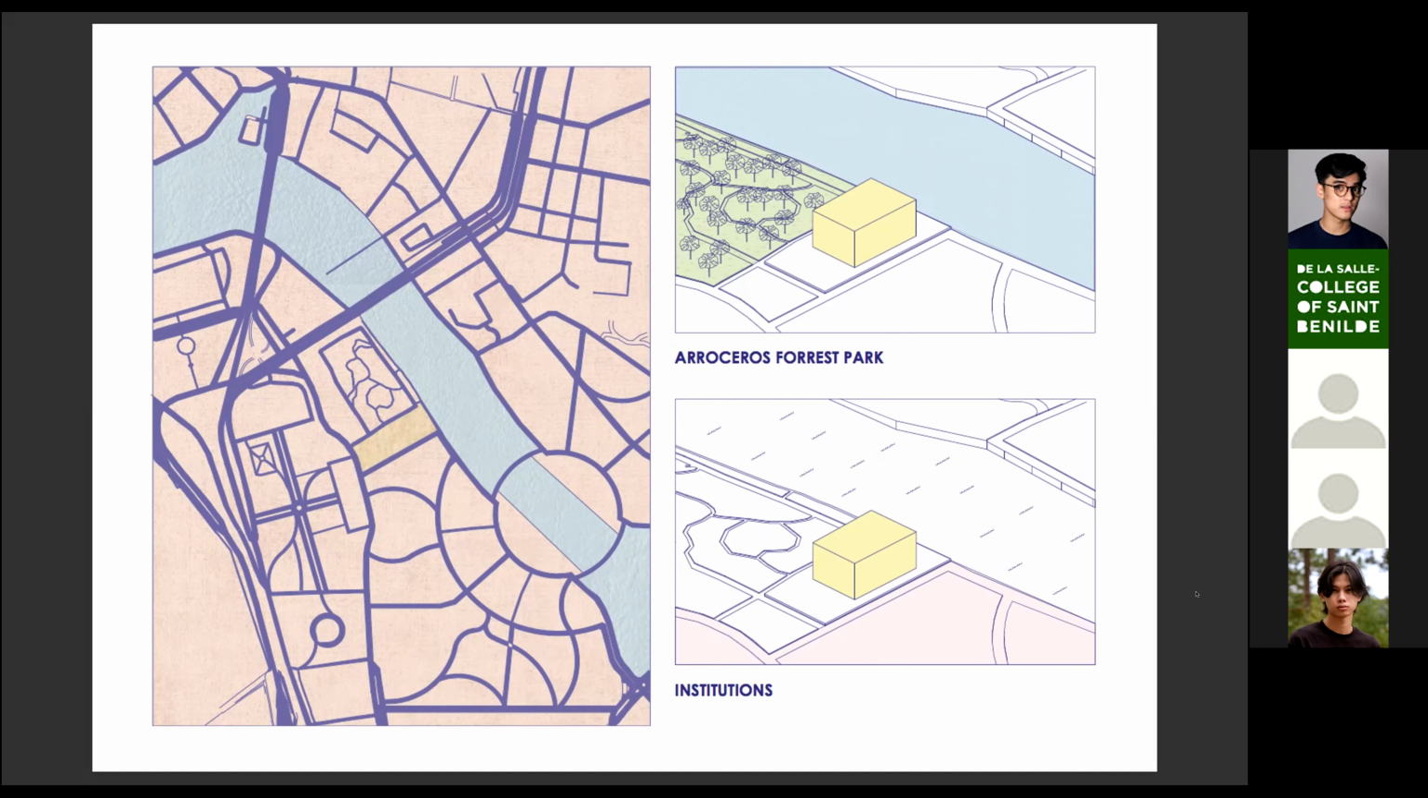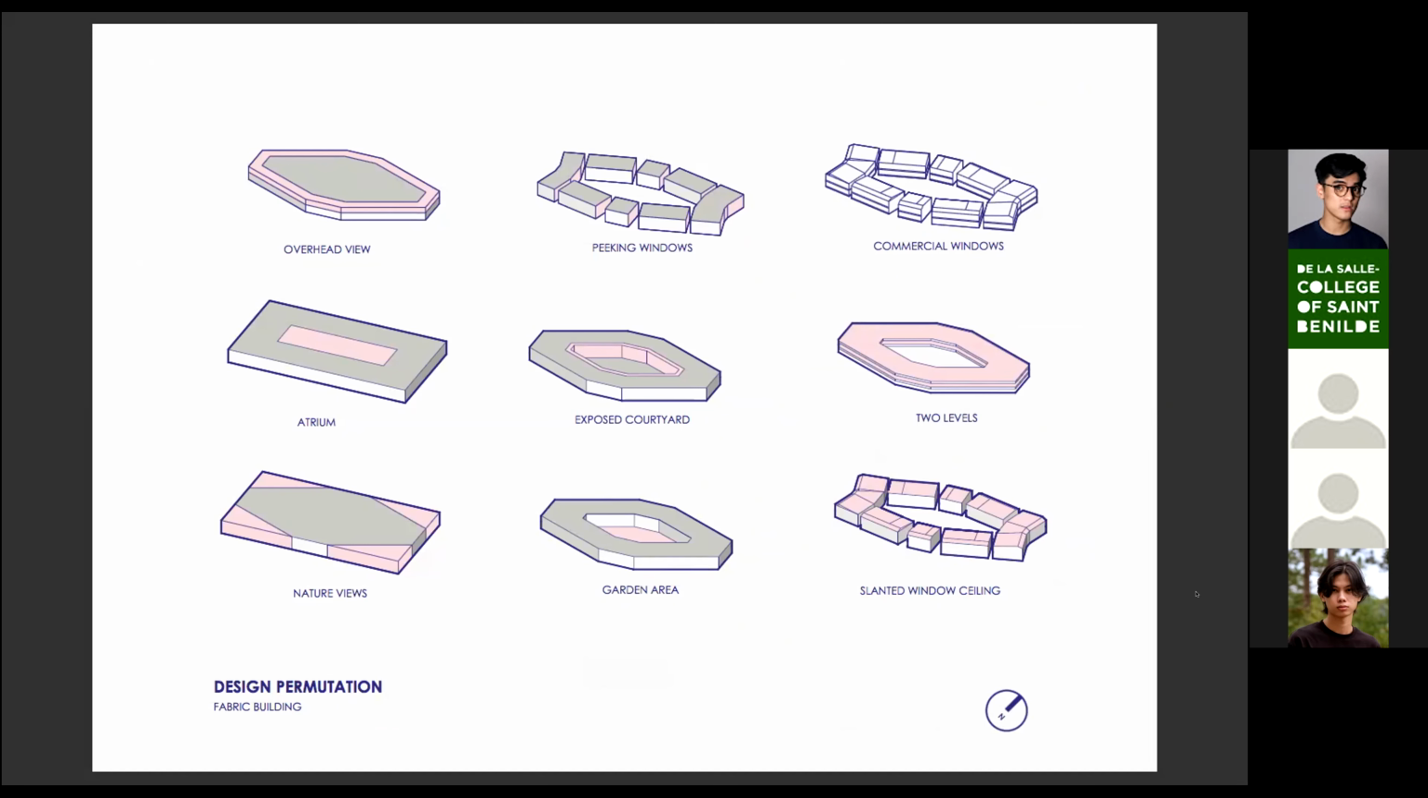Okay, next slide. So for the design permutations of the fabric building, this diagram represents the 9 main elements we integrated into our commercial fabric building. When we started modeling it, we molded it into its environment by utilizing the vistas of our site. And that's in accordance to Daniel Burnham's idea.